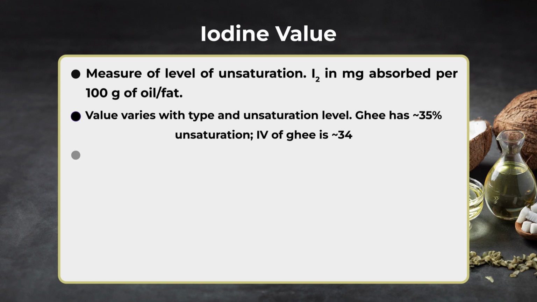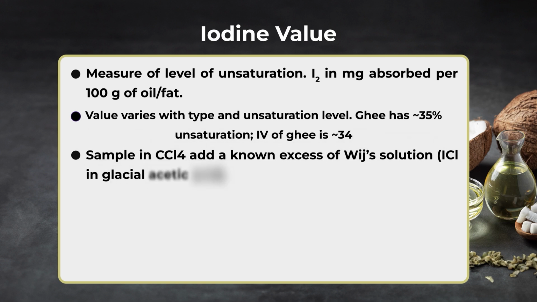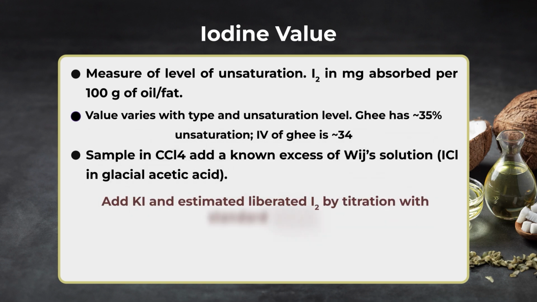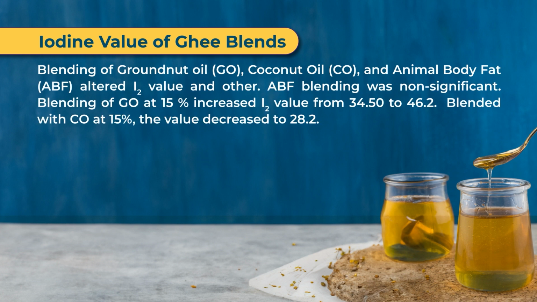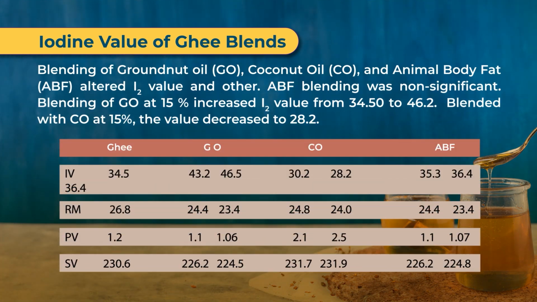How do we determine the iodine value? We take the sample in carbon tetrachloride, add excess of Wijs solution, which is nothing but iodine monochloride in glacial acetic acid. Then we add potassium iodide, and the iodine liberated we titrate with sodium thiosulfate. So the iodine value will be nothing but the titer volume of sodium thiosulfate, the normality of sodium thiosulfate, 12 into 12.69 divided by weight. These are the values of iodine value. For example, ghee 34.5, groundnut 43.2.